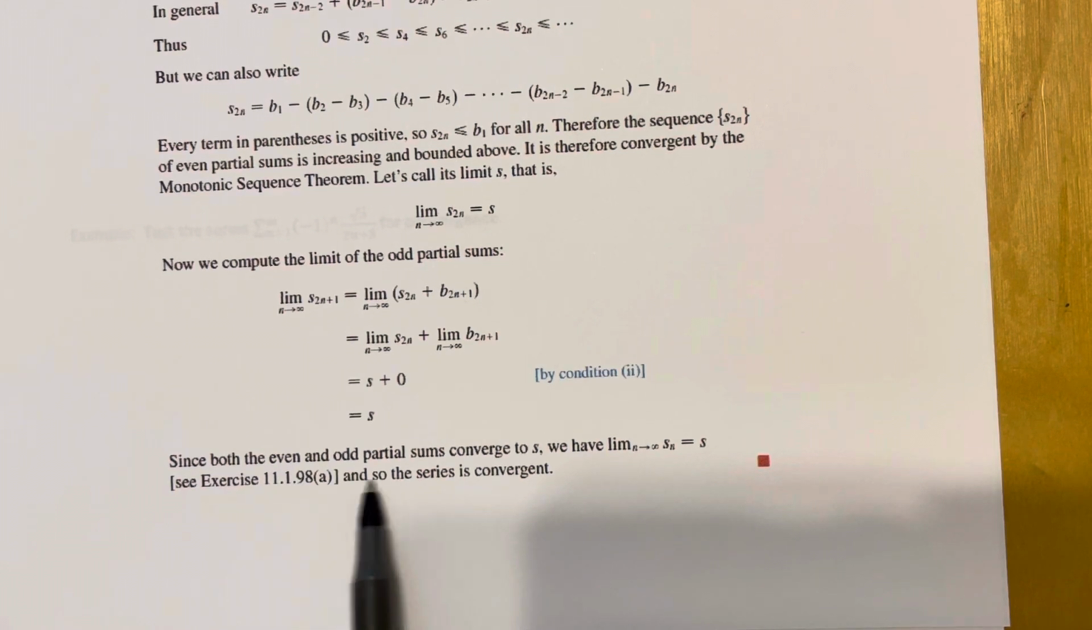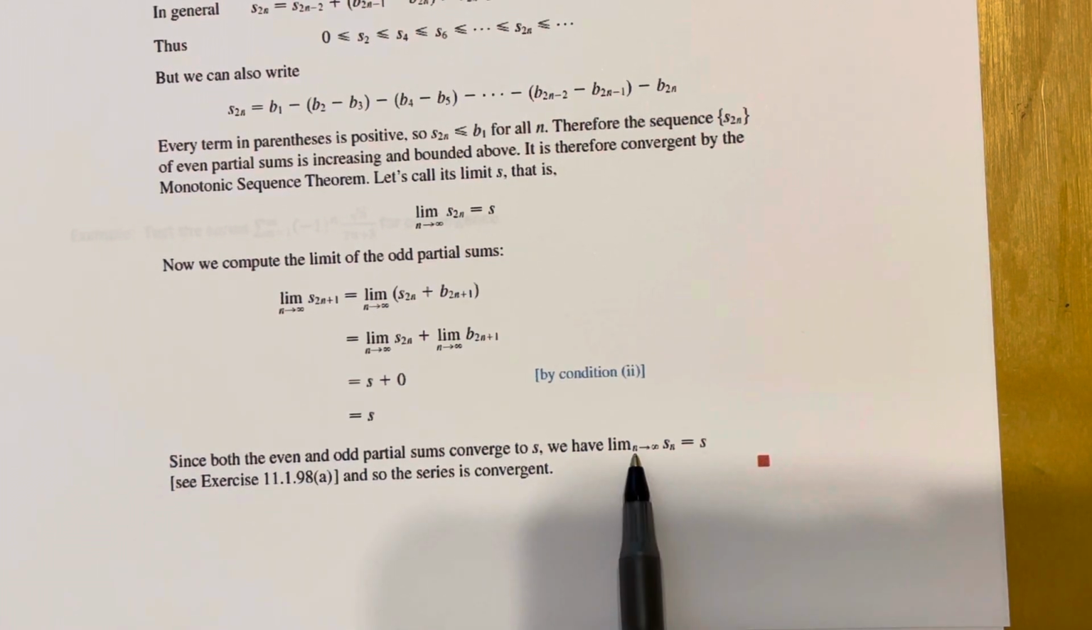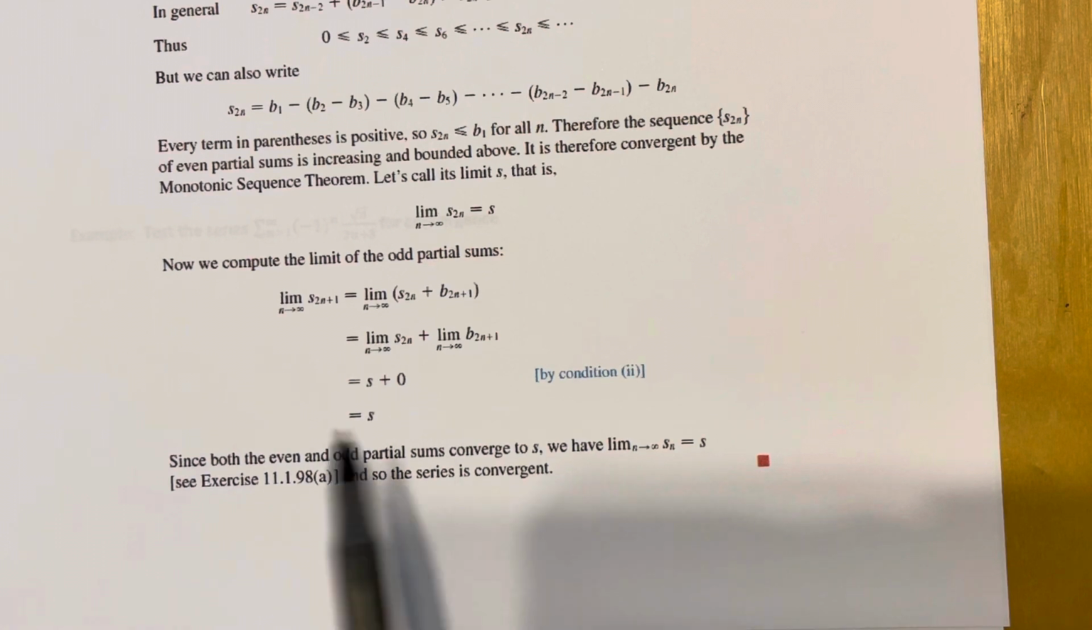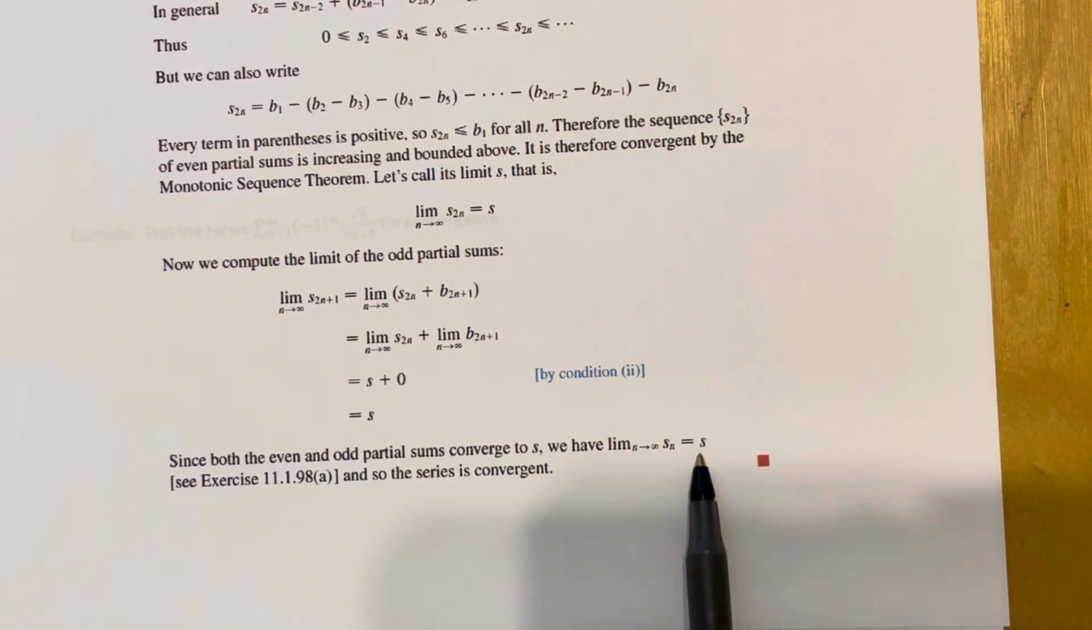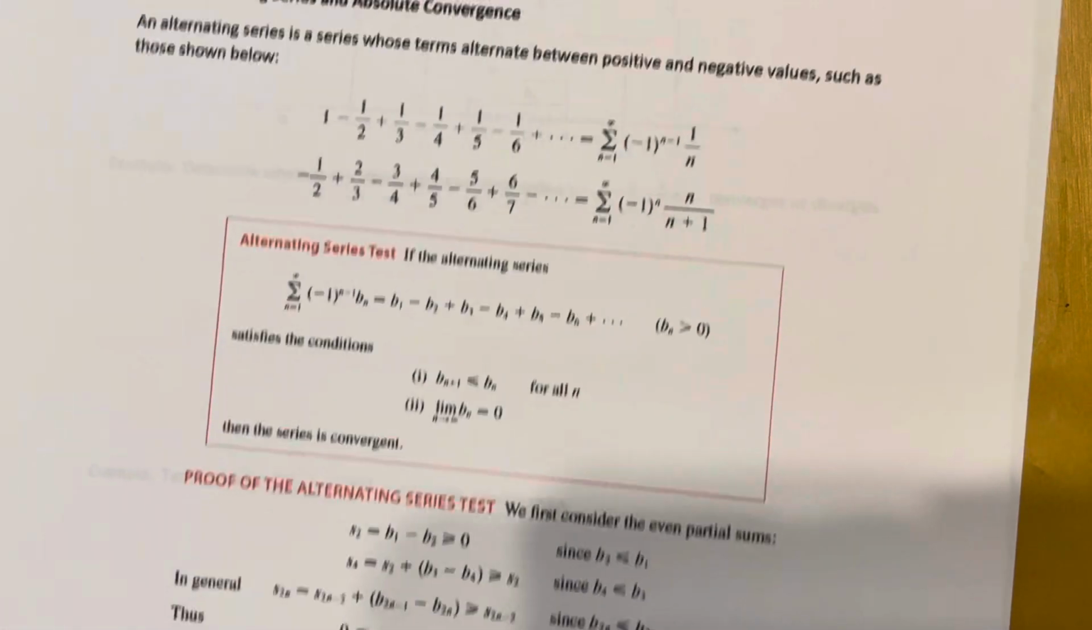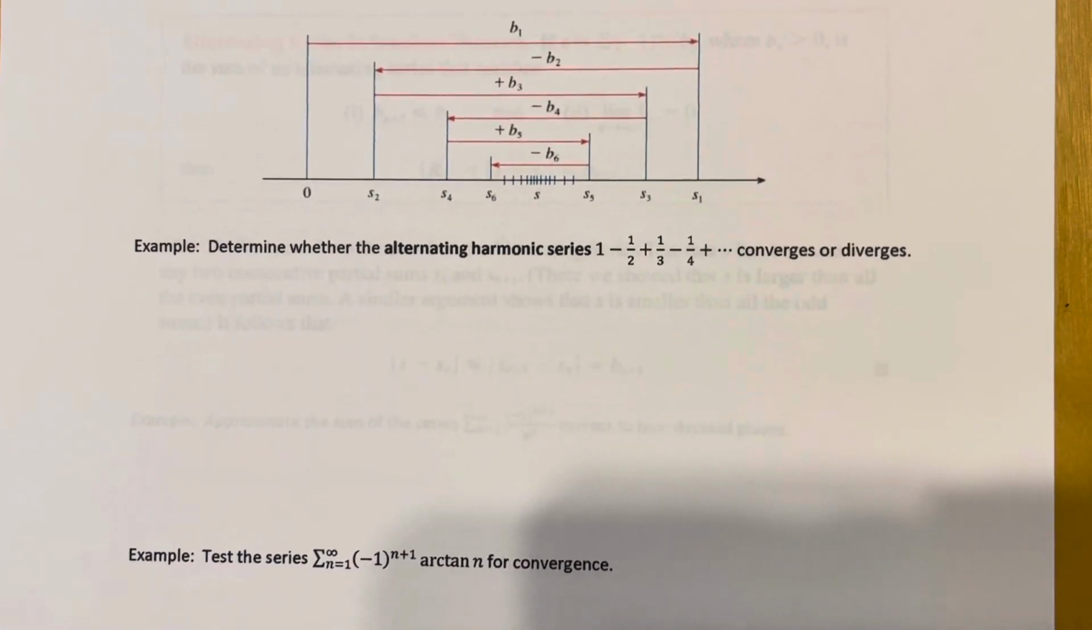Since both the even and the odd partial sums converge to S, then the limit of the sequence of partial sums itself, not just the even or the odds, must also be S. So that would imply that this series is convergent. That proves the alternating series test, but there's a good way of visualizing it as well.